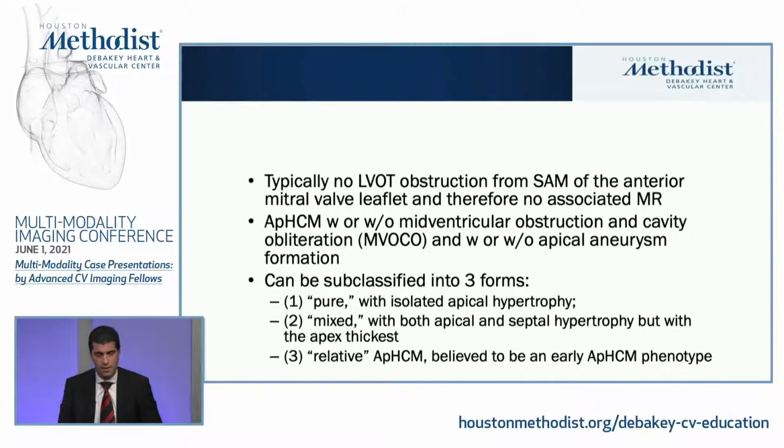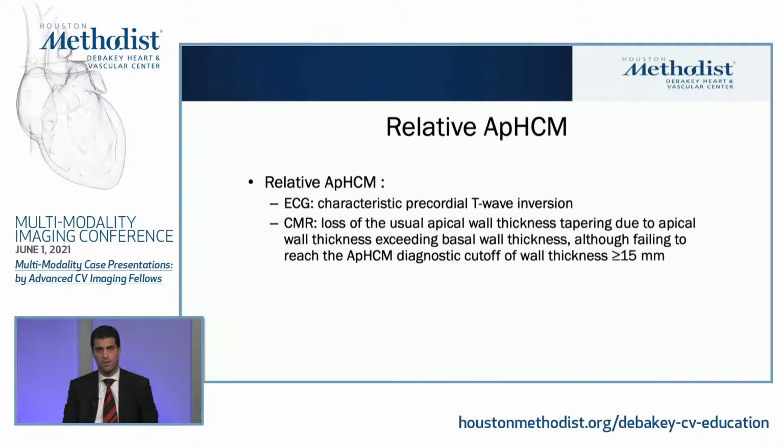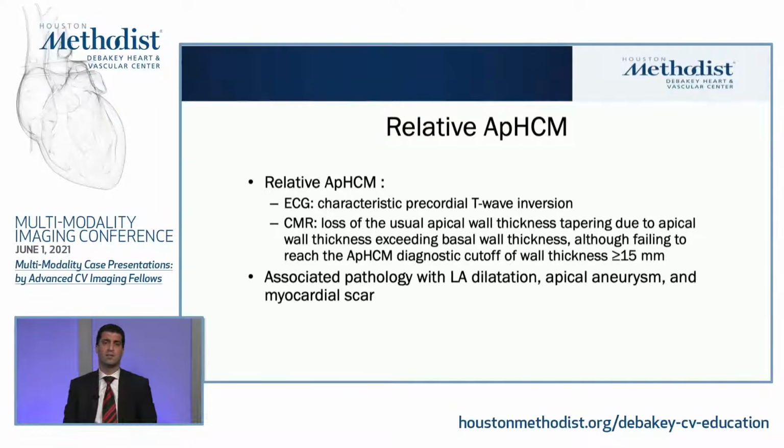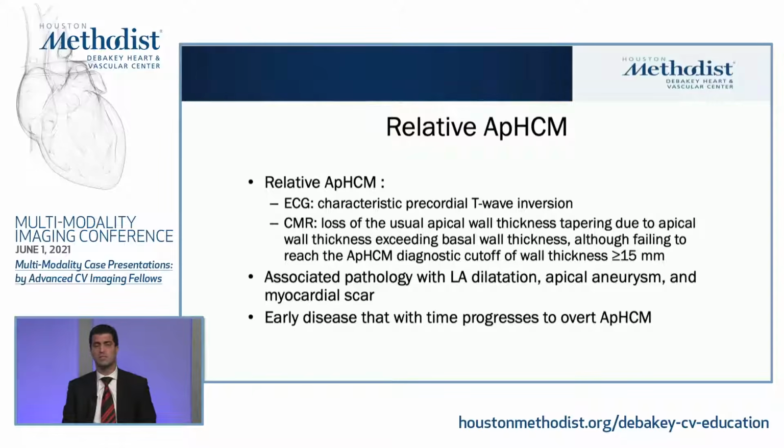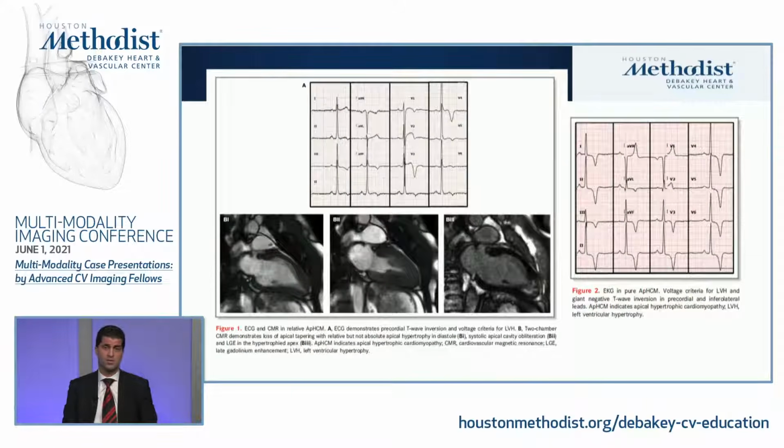And it's very important, we've had a couple of cases, at least in the last 2 weeks, of relative apical HOCM, where it's believed to be an early apical hypertrophic cardiomyopathy phenotype, which, when you have the ECG characteristic of T-wave inversion, you have that loss of the usual apical thickness tapering that we usually find, and the thickness is increased. However, it does not meet the criteria of 15, and you have the associated pathology that you look at, which are the LA dilation, the apical aneurysm, and the myocardial scar. So this could be a marker of early disease that could progress with time, and it's important to re-image the patients. These are the giant T waves that I talked about.